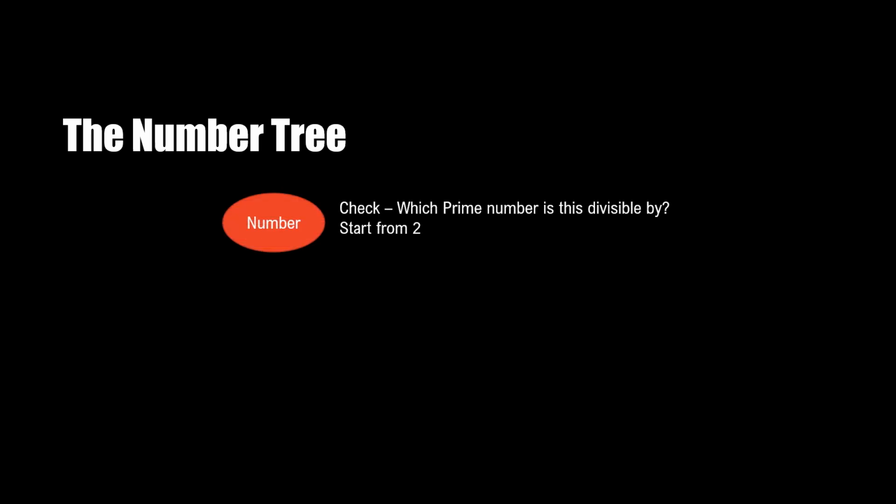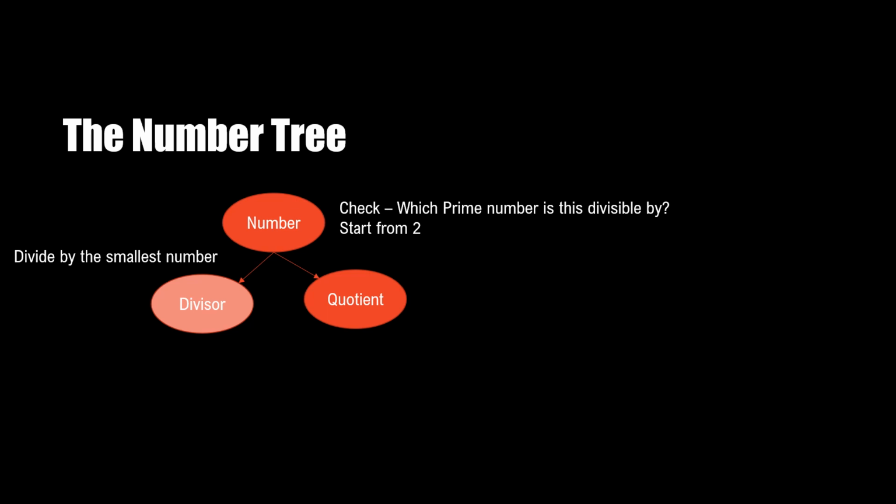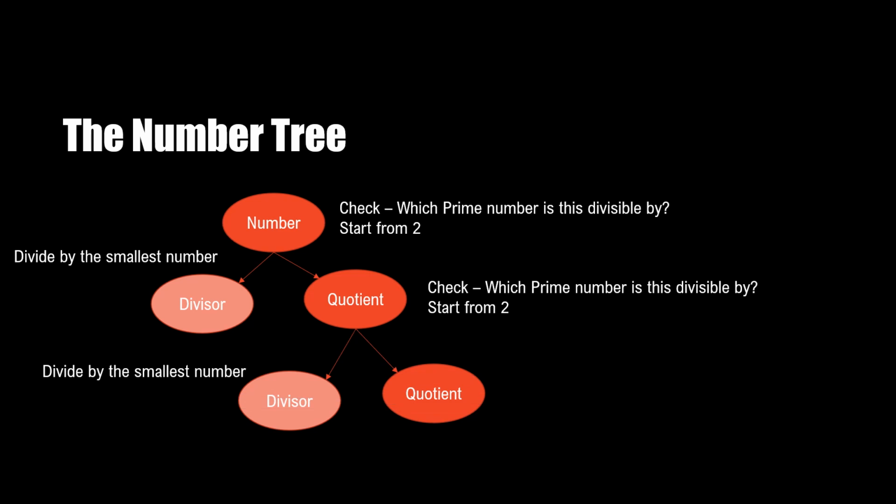We will next look at the number tree. This is also something we looked at in our previous lesson. How do we build a number tree? We have a number, and we check which prime number it is divisible by. We start from 2. When we divide by 2, or the smallest prime number, we write down the divisor and the quotient. Next, we again check the quotient to see if it is divisible by the smallest prime number. Once we are able to divide, we write down the divisor and the quotient. And we keep on checking to build the number tree. Let us look at an example.